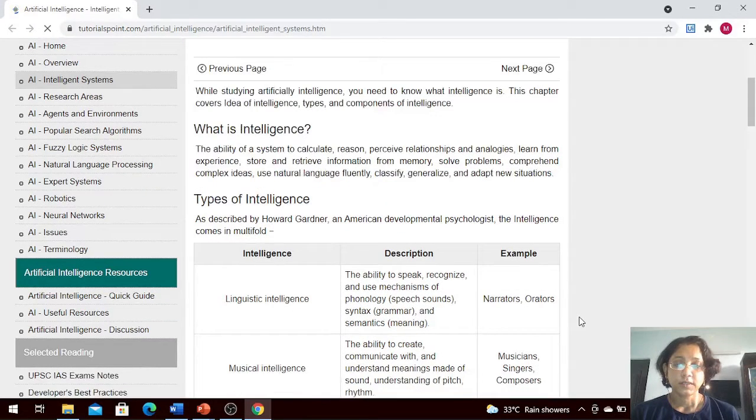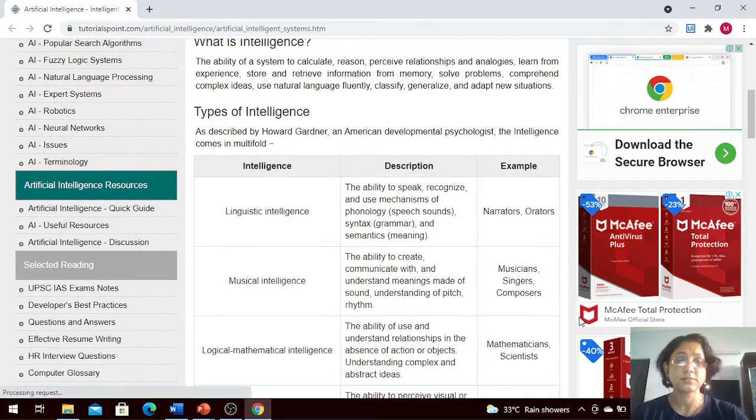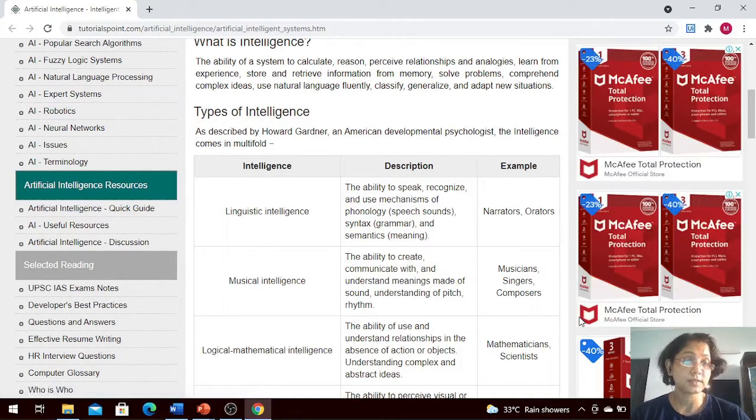As explained here, linguistic intelligence is the ability to speak, recognize, and use mechanisms of phonology, which is speech sounds, syntax, which is grammar, and semantics, which is meaning. For example, a narrator and an orator. Musical intelligence is the ability to create, communicate with, and understand meanings made of sound, understanding of pitch and rhythm, like musicians, singers, and composers.